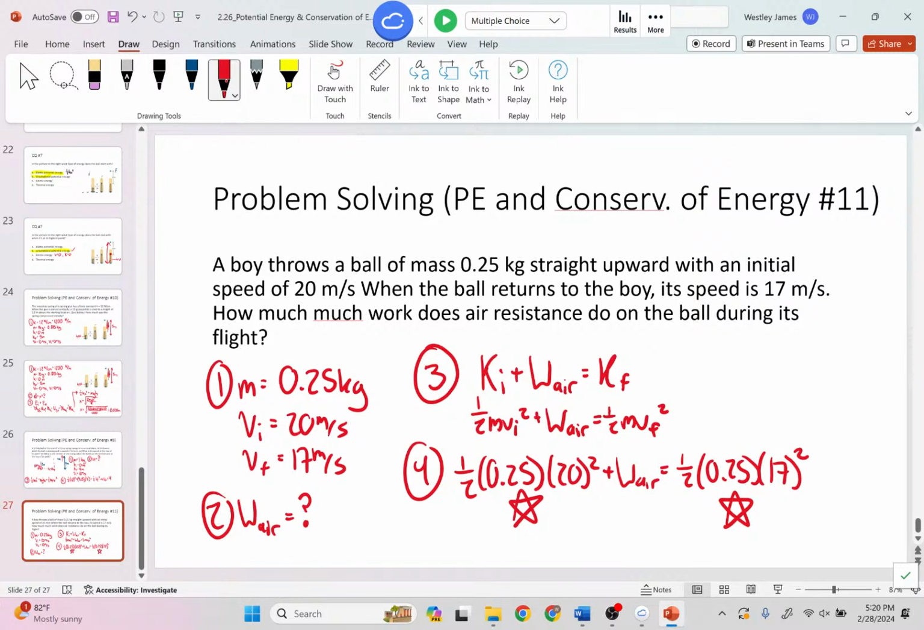Why? Because it's friction. Air resistance always makes a force opposite the direction of motion. Air resistance and friction are always doing negative work because they're always opposite the direction of motion. Do the rest of this, prove that to yourself, have a great time.